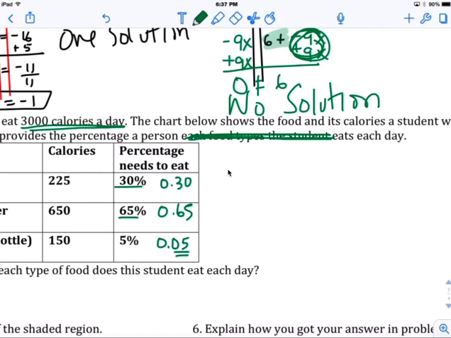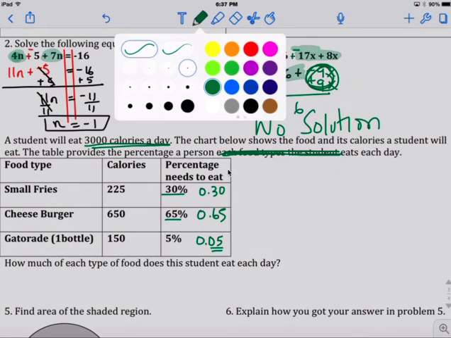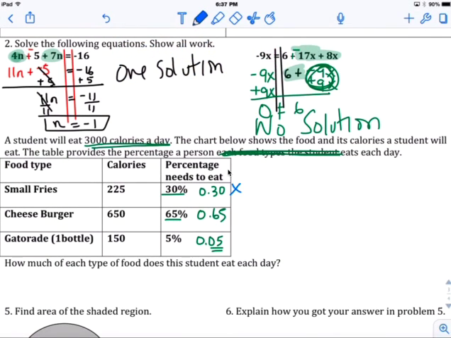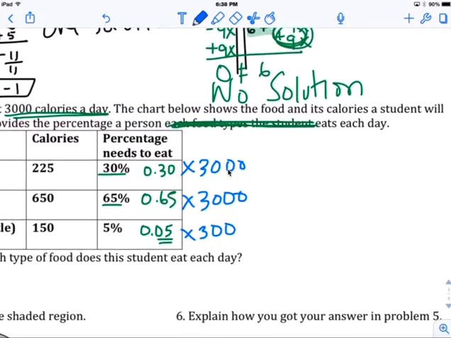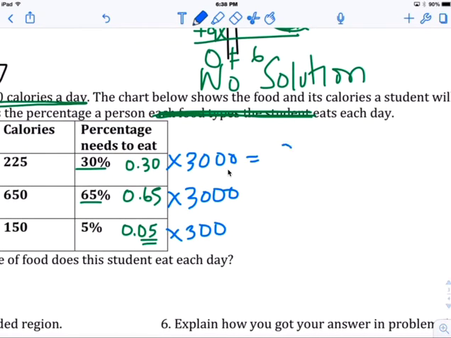So, the student will eat 3,000 calories. So you multiply this by 3,000 calories. 30% is from fries. 65% is from cheeseburger. Times 3,000 a day, times 3,000 a day. And one bottle of Gatorade, that's 150 calories each. Okay, you get 900 here. I'll use a calculator for the other one.